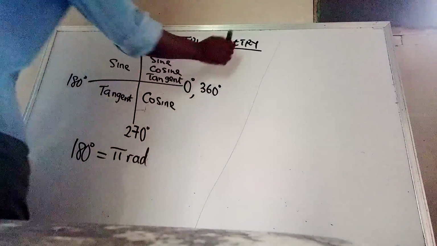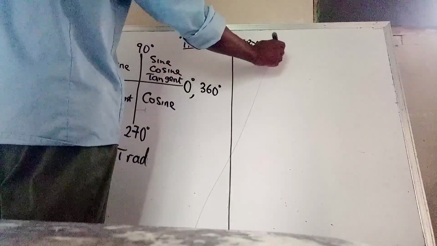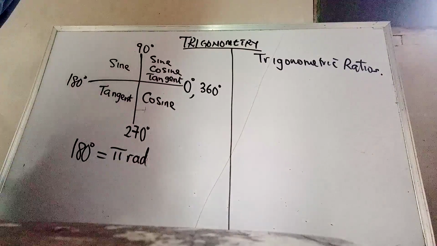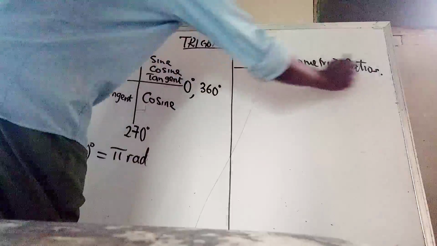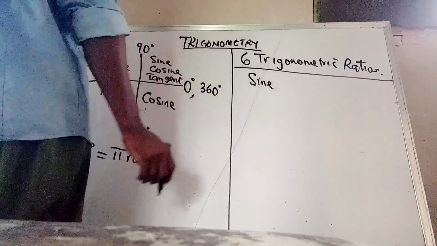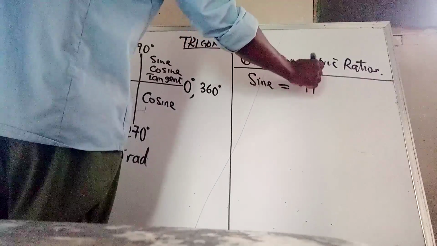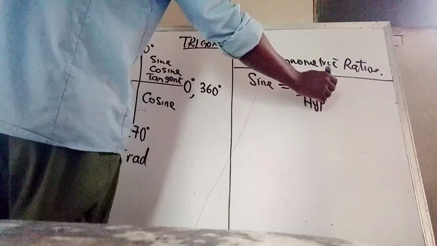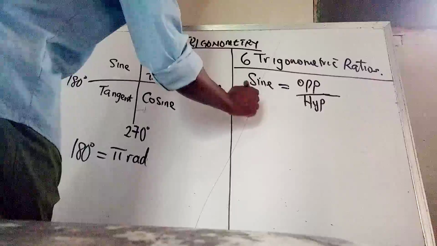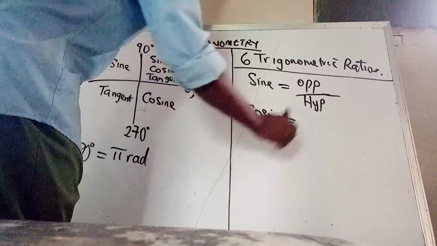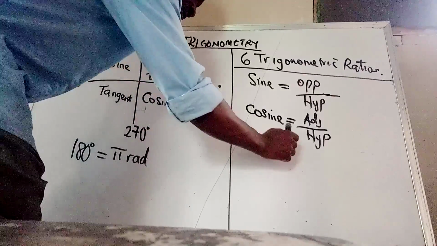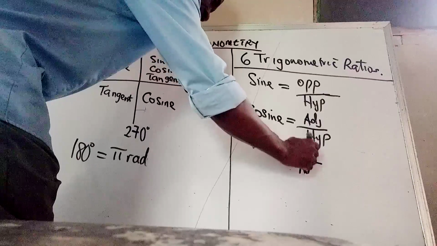Under trigonometry, we have the following six trigonometric ratios. And the six trigonometric ratios are these: sine, which is found using opposite over hypotenuse in a right-angled triangle. In a right-angled triangle, take note of that. Cosine, that is adjacent over hypotenuse. Then tangent, which is opposite over adjacent. All right.